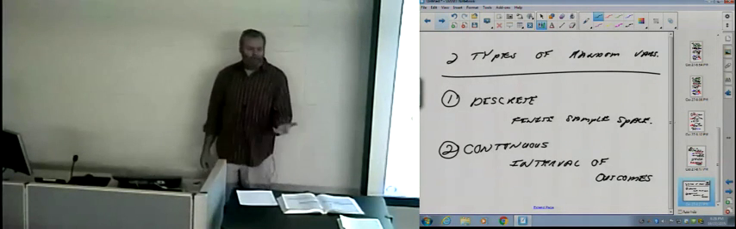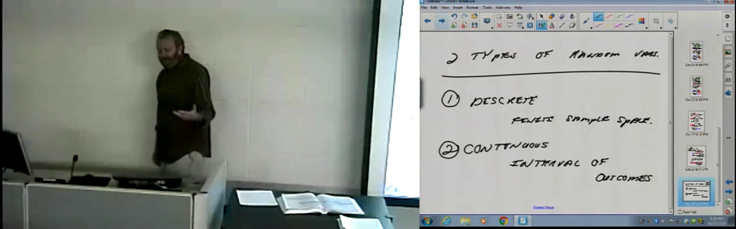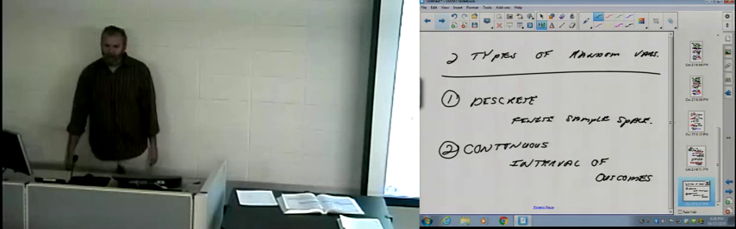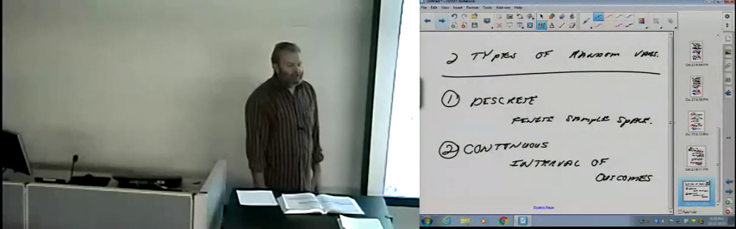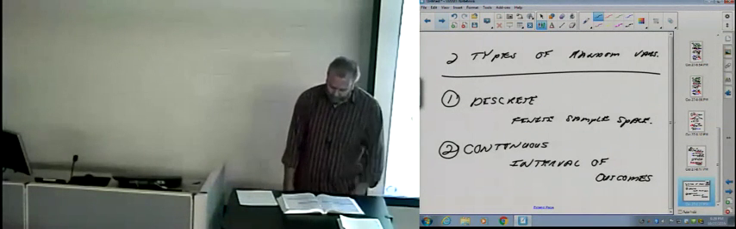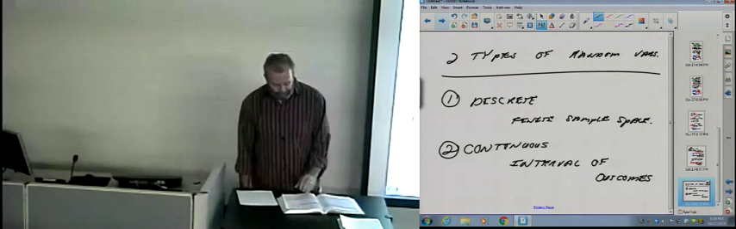Right, so that's corresponding to the probability models being a finite sample space or an interval of outcomes. You have a discrete random variable or you have a continuous random variable. So then we come over here.